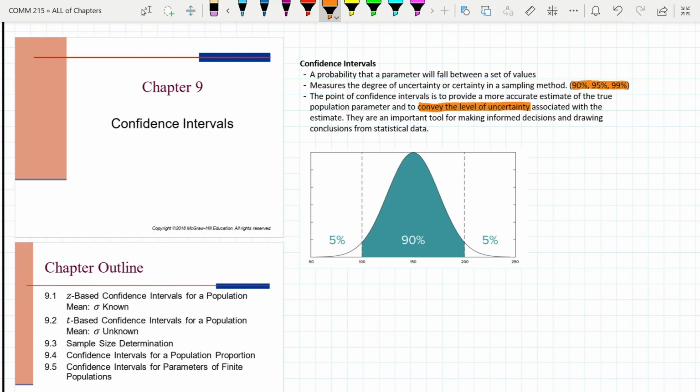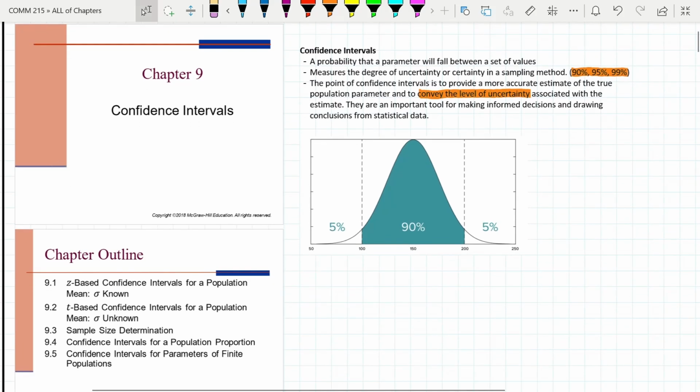So what are we going to be learning in this chapter? Well, we're going to be learning Z-based confidence intervals for a population mean when we are given sigma, which is the standard deviation, the T-based confidence intervals for a population mean when sigma, or the standard deviation, is unknown. And then we're going to be going into the sample size determination, confidence intervals for a population proportion, confidence intervals for parameters of finite population.